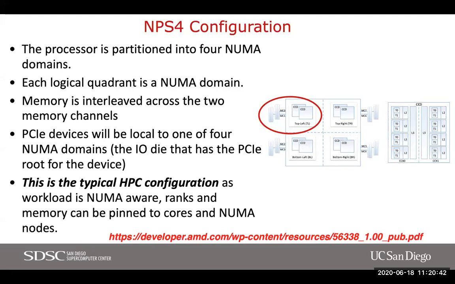So NPS 4 is what is recommended for HPC configuration. The processor is partitioned into 4 NUMA domains. Each logical quadrant is a NUMA domain, so you would have 2 CCDs and 2 memory channels.